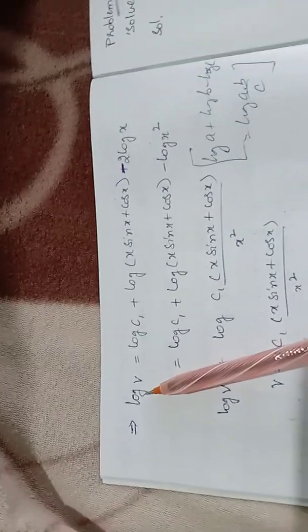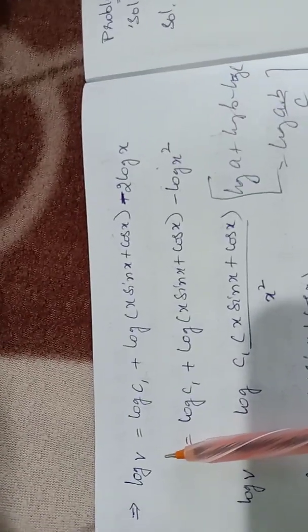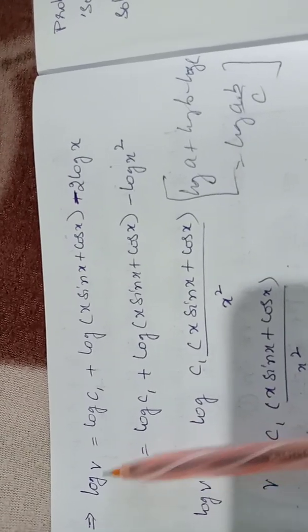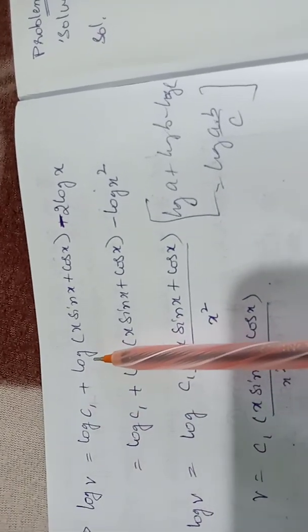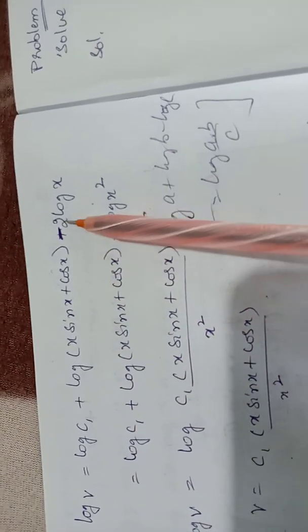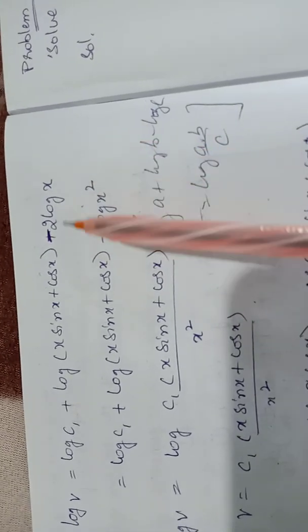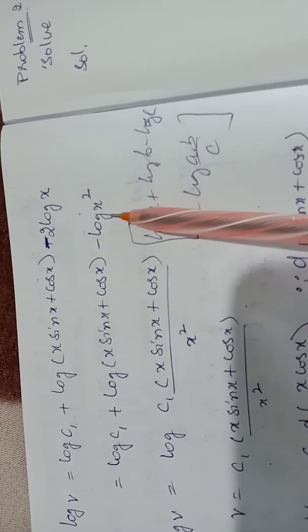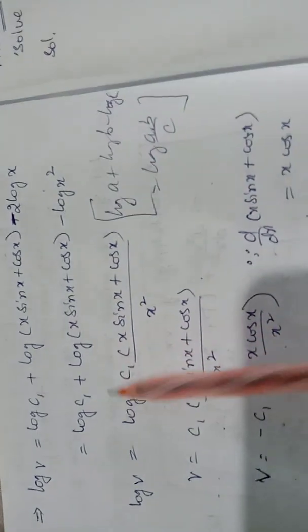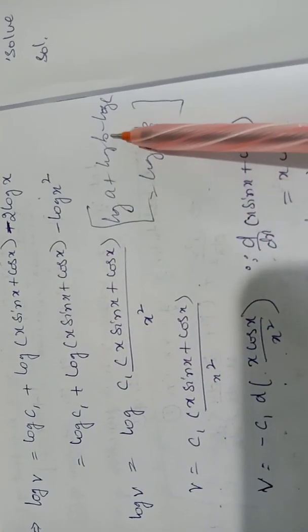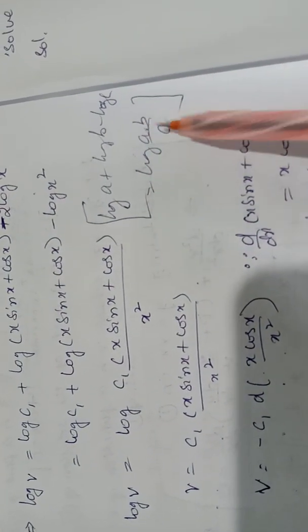Then we are sending those log terms to the other side. We are writing log V equal to log c1 plus log of x sin x plus cos x minus 2 log x. This minus can be written as minus log x square. Then we are using the form log a plus log b minus log c, so we will get log of ab by c.